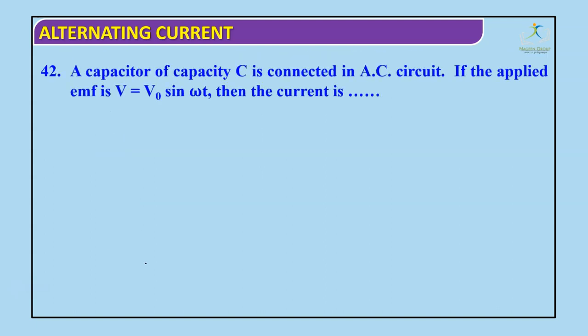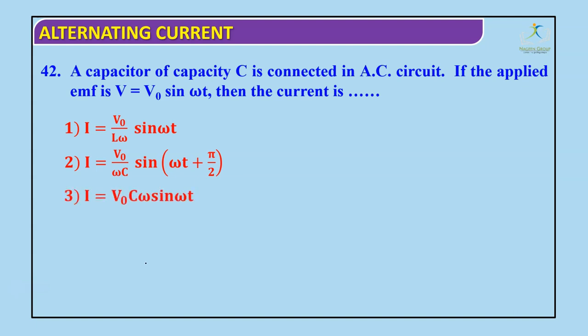Next question we have, a capacitor of a capacity C is connected in an AC circuit. If the applied EMF is V equals V naught sin omega t, then the current I is: I equals V naught by L omega sin omega t; I equals V naught by omega C sin omega t plus pi by 2; I equals V naught C omega sin omega t; I equals V naught C omega sin of omega t plus pi by 2. The correct answer for this question is fourth.